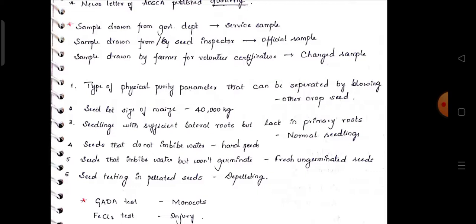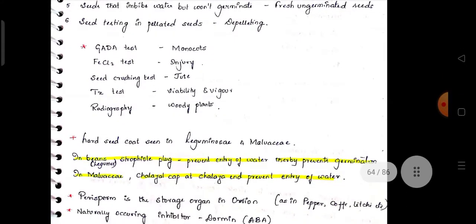Seedlings with sufficient lateral roots but lacking primary roots are normal seedlings. Seeds that do not imbibe water are hard seeds. Seeds that imbibe water but don't germinate are fresh ungerminated seeds. Seed testing in pelleted seeds is done after depelleting. GADA test is practiced in monocots. Iron chloride test is used to test the injury in seeds. Seed crushing test in jute. TZ test to see the viability and vigor. Radiography is done in woody plants.